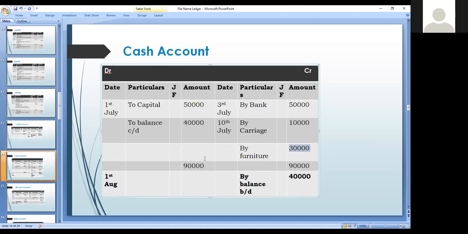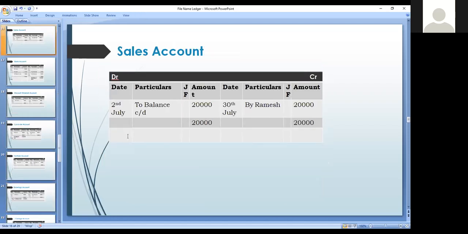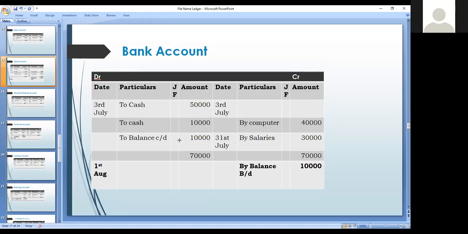So we are balancing here. Here it is 90,000, here it is 50,000, the balance is 40,000. We have balanced the cash account. You'll also see the bank account. There are also many transactions.